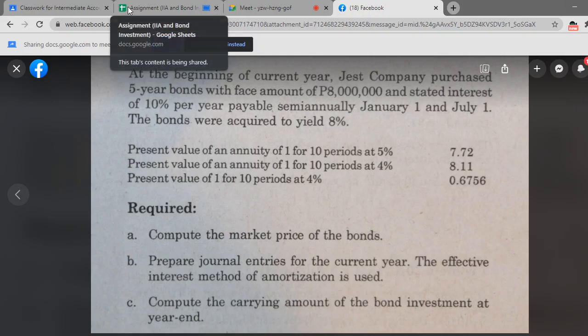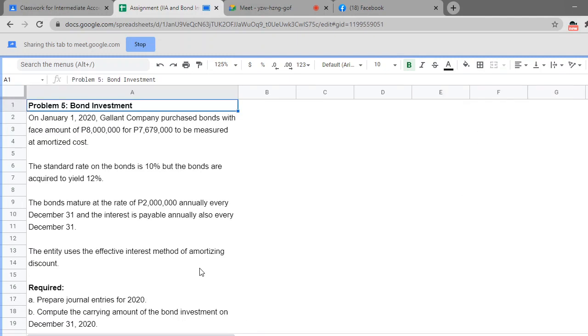It is Gallant Company. On January 1, 2020, Gallant Company purchased bonds with face amount of 8 million for 7 million. Okay, looking at the figures, is this a discount or a premium? It's a discount kasi less than the face amount. The stated rate is 10%. That's the coupon or the stated rate. Although it has a yield rate of 12%. Di ba yield mo ng effective rate? So, mas dako ang effective kasi nga, it's a discount.